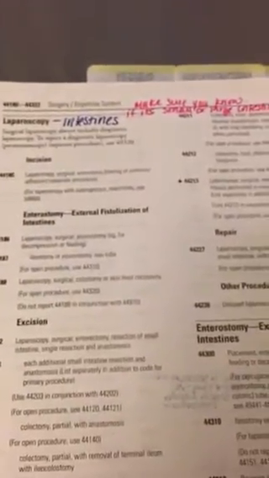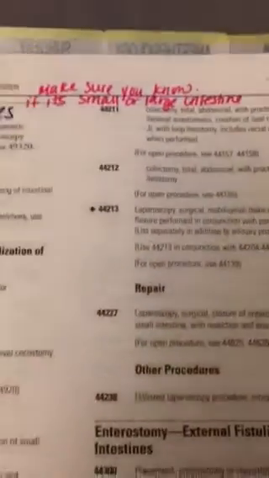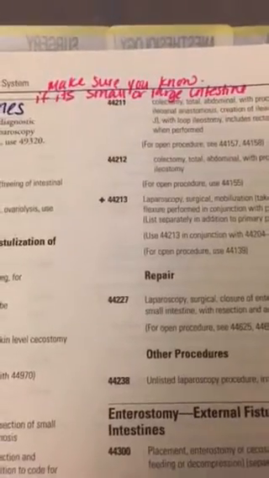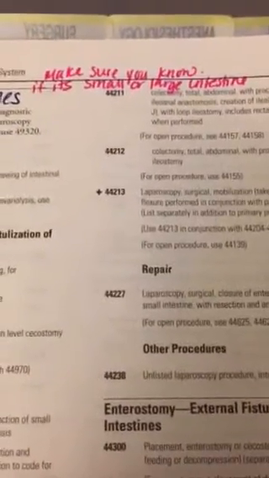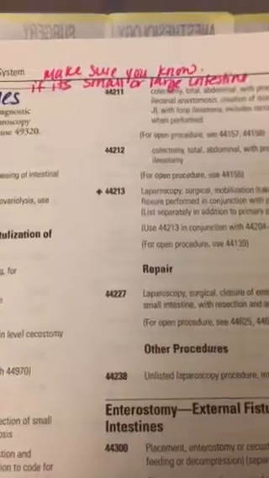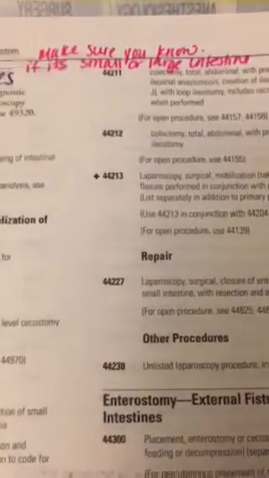We go over to page 194 where we start laparoscopies of the intestines. And so here, one little note up here, this is the only one I have on this page, is that you want to make sure you know if it's small or large intestine that you're coding, because that's going to make a difference in your code selection. So that's all we have on that page.